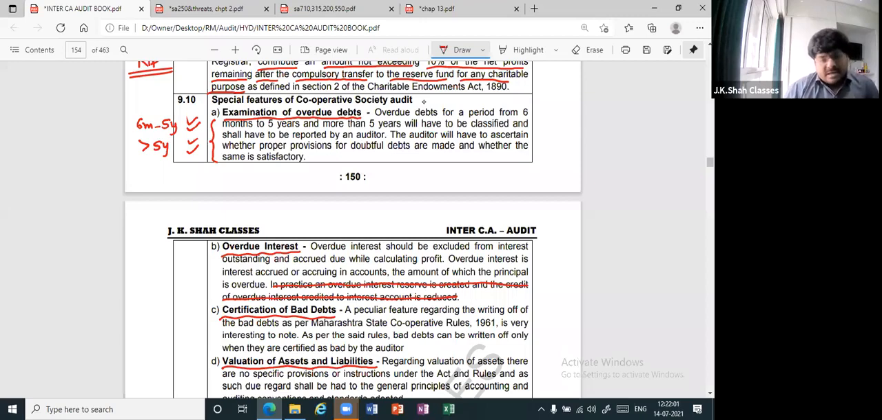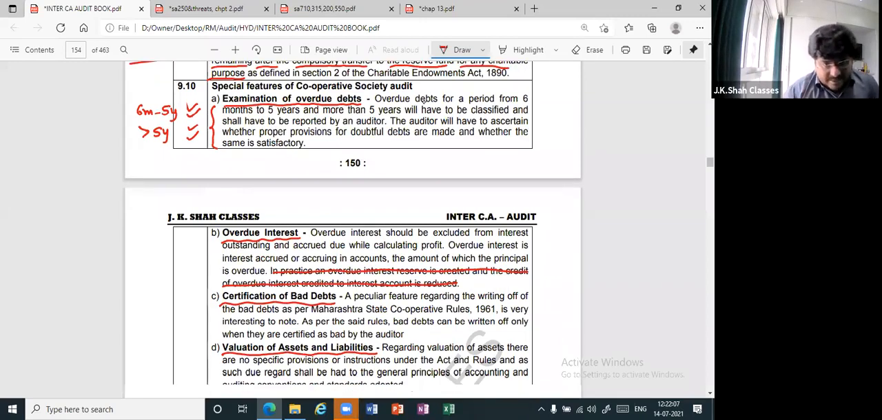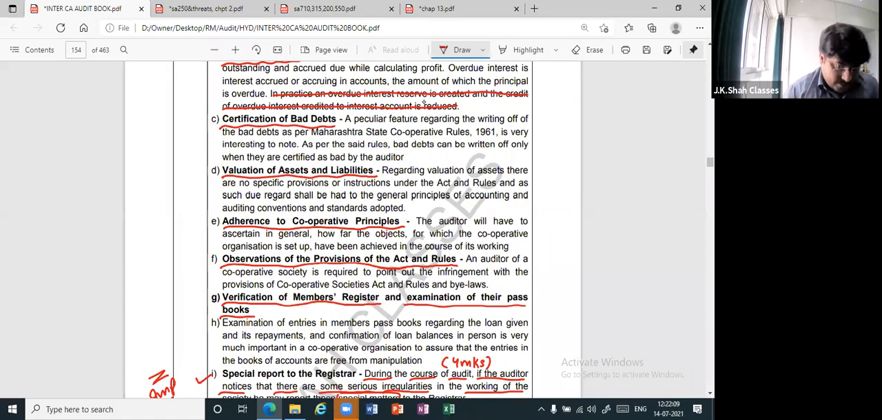Then is cooperative society. Thereafter, certification of bad debts. Only the auditor can do certification of bad debts. Valuation of the assets and liability should be done properly. Adherence to the cooperative principles should be followed by the members. Thereafter, observation of the provisions of the act and the rules. And lastly, the verification of the members and their passbook. If they have taken some loan, whether they have repaid or not, and vice versa.